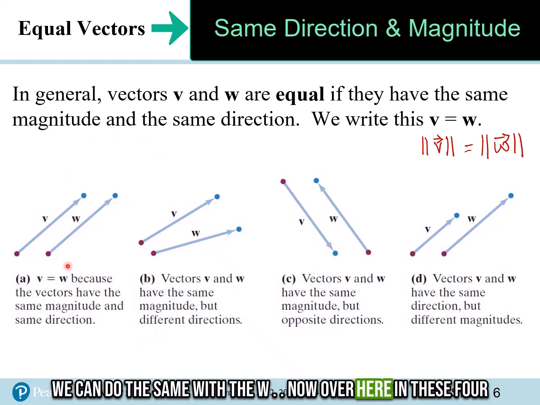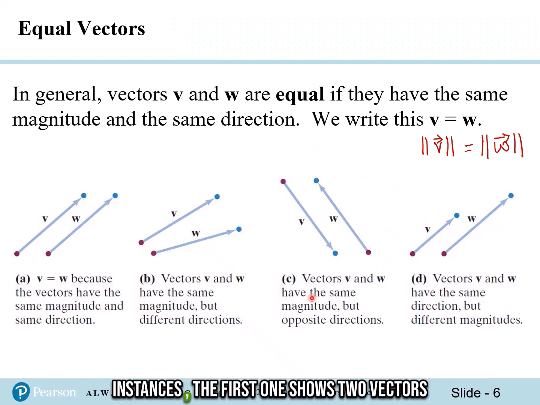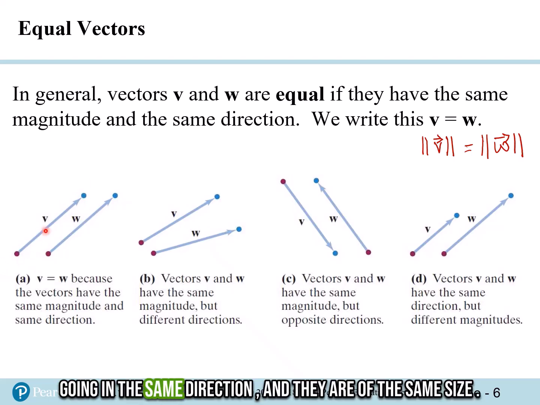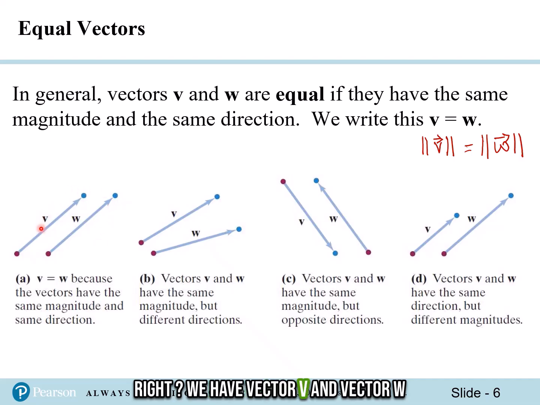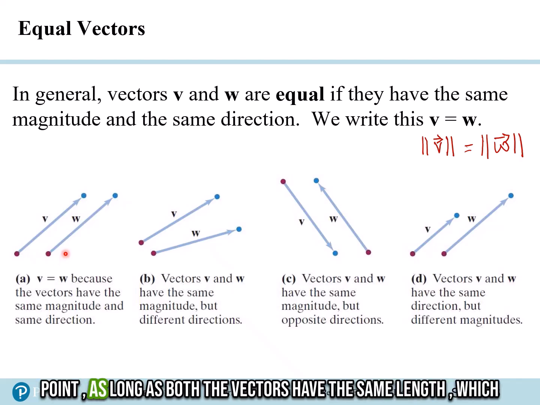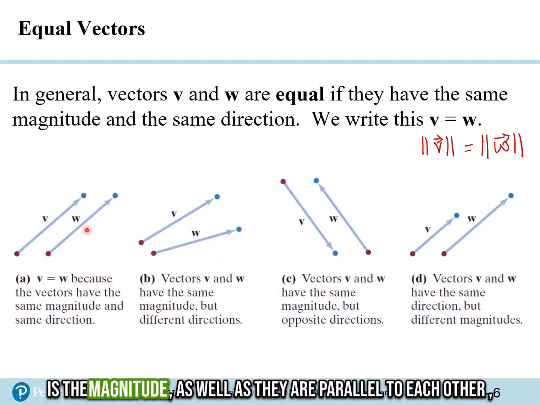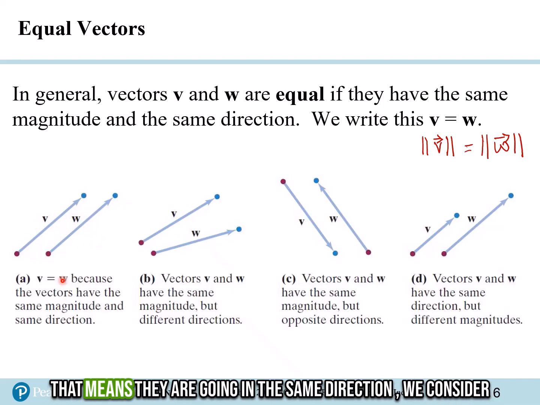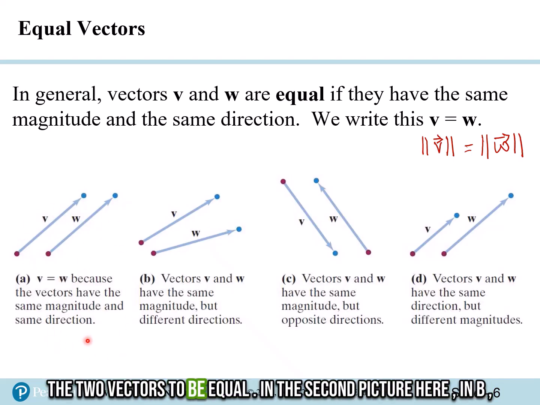Now, over here in these four instances, the first one shows two vectors going in the same direction and they are of the same size, right? We have vector v and vector w of the same length. Even though w starts from a different point, as long as both the vectors have the same length, which is the magnitude, as well as they are parallel to each other, that means they are going in the same direction, we consider the two vectors to be equal.